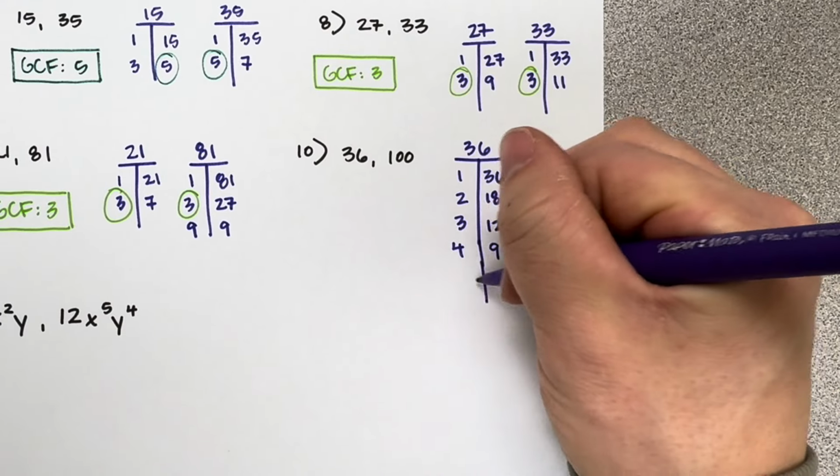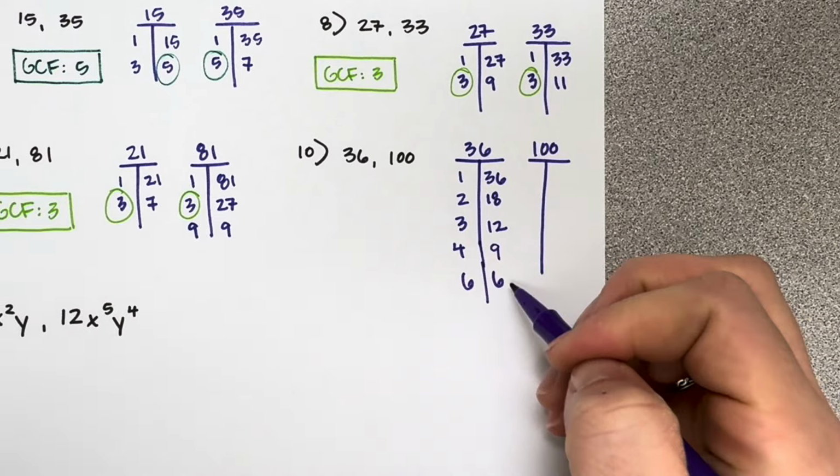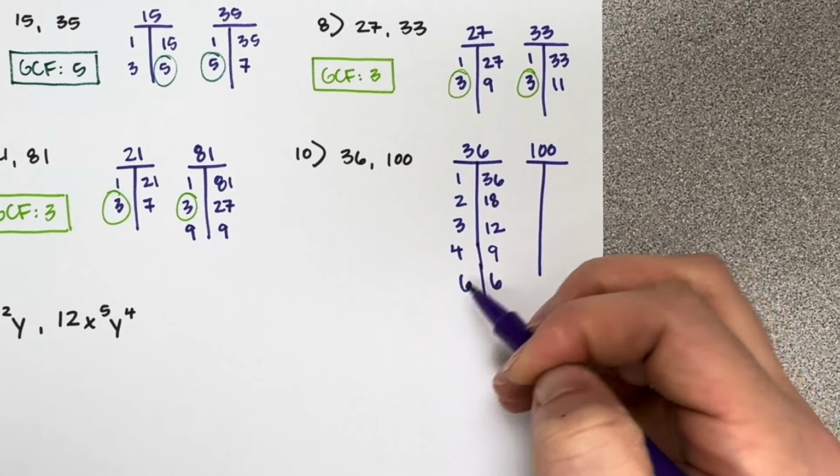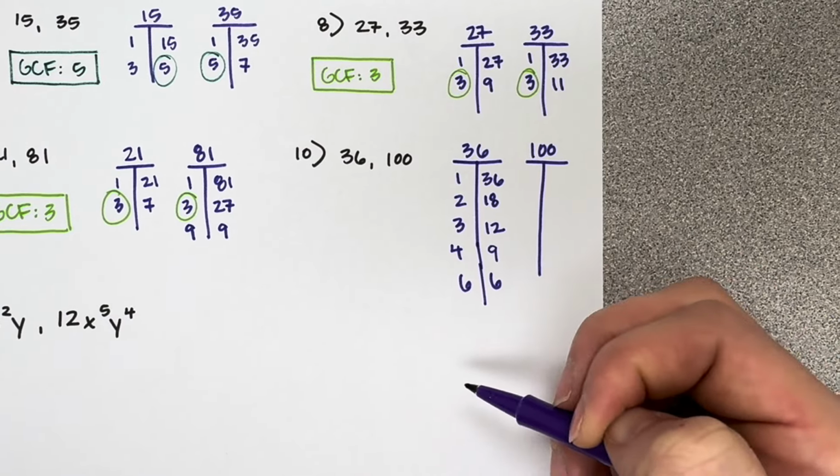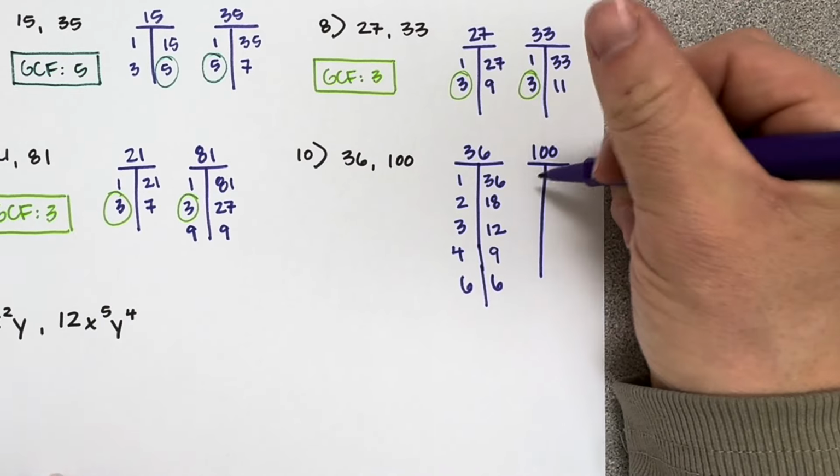6 does. 6 times 6. And again, now we see we're starting to go backwards because 6 is multiplying by itself. So we're done. Okay, now for 100.